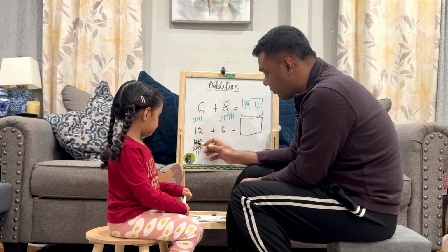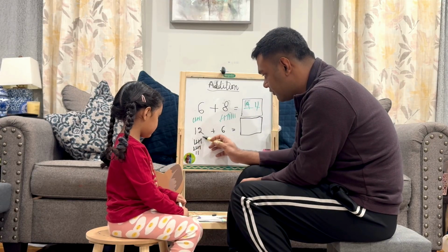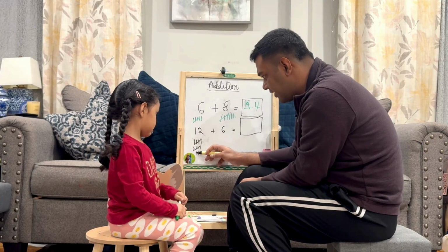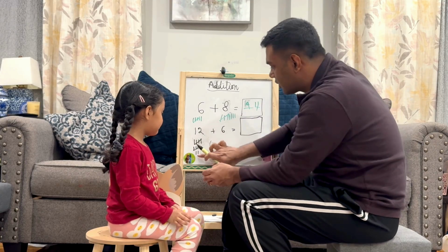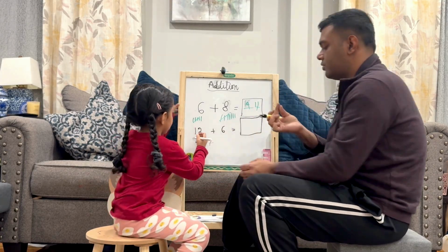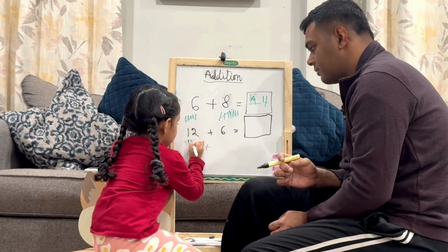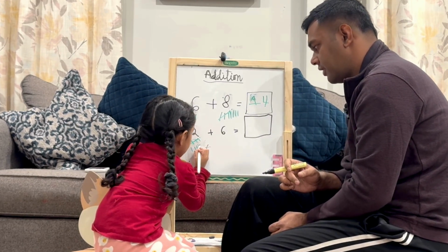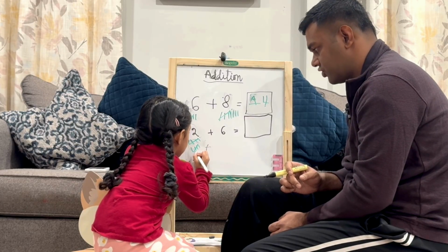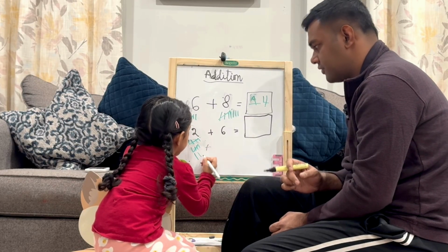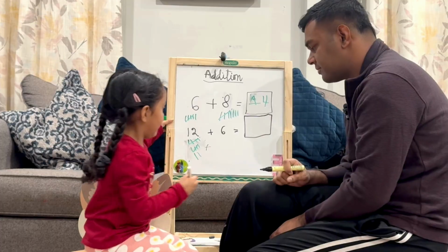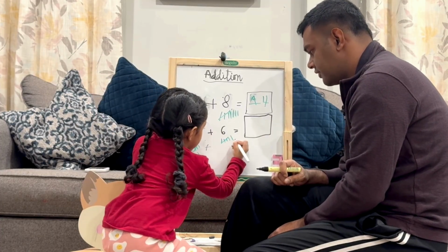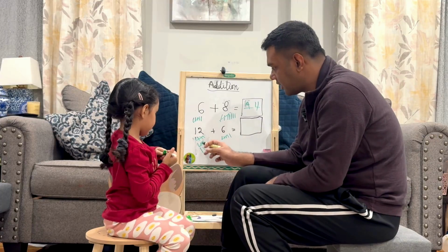So 10 is what? 1, 2, 3, 4, 5, 6, 7, 8, 9, 10, 11, 12. So you do the 12 tally again. 1, 2, 3, 4, 5, 6, 7, 8, 9, 10, 11, 12. Good job. Now do 6 here. 1, 2, 3, 4, 5, 6. So now here, how many are there?